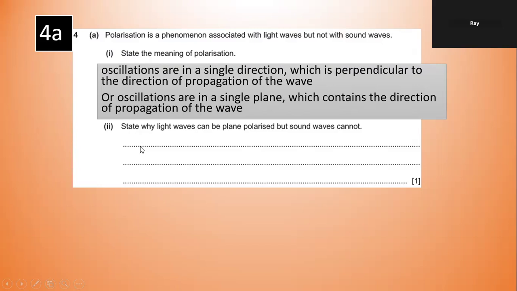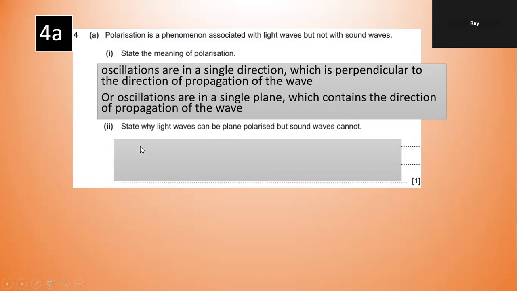State why the light wave can be plane polarized but not sound wave. Light waves are transverse and sound waves are longitudinal.